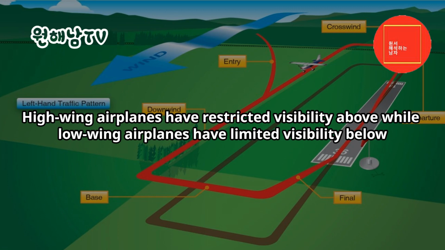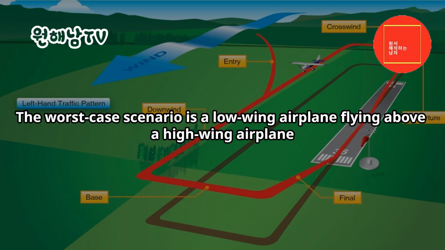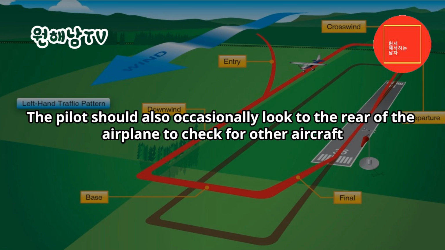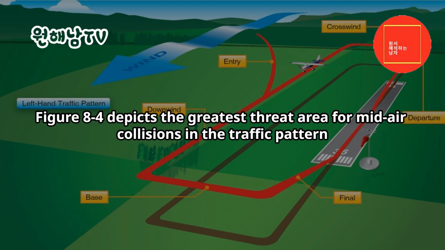High-wing airplanes have restricted visibility above while low-wing airplanes have limited visibility below. The worst-case scenario is a low-wing airplane flying above a high-wing airplane. Banking from time to time can uncover blind spots. The pilot should also occasionally look to the rear of the airplane to check for other aircraft. Figure 8-4 depicts the greatest threat area for mid-air collisions in the traffic pattern.